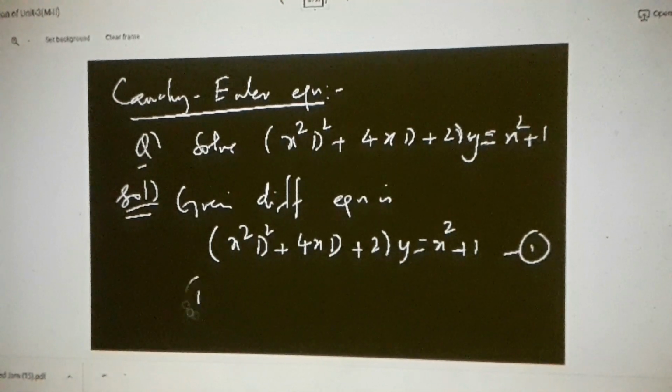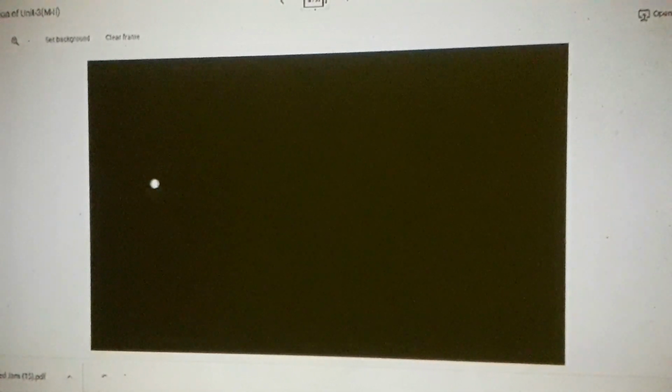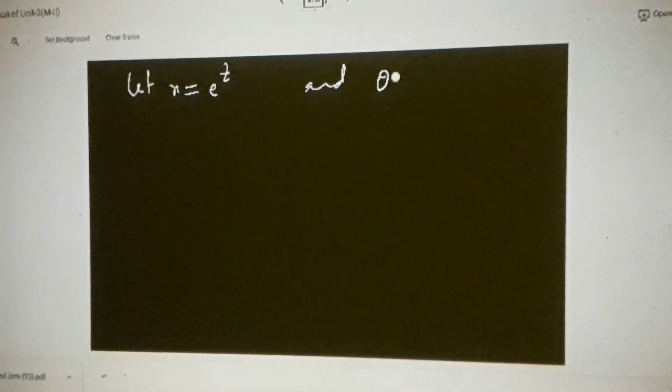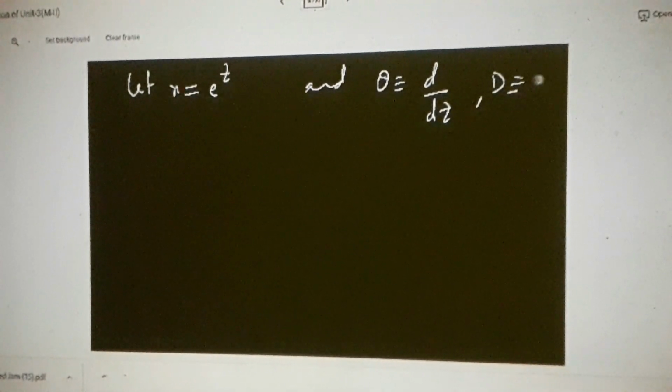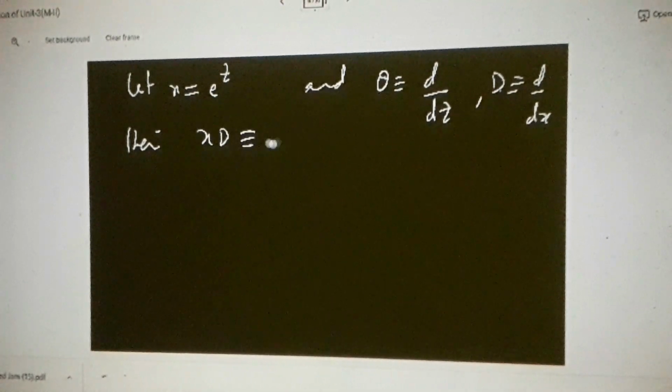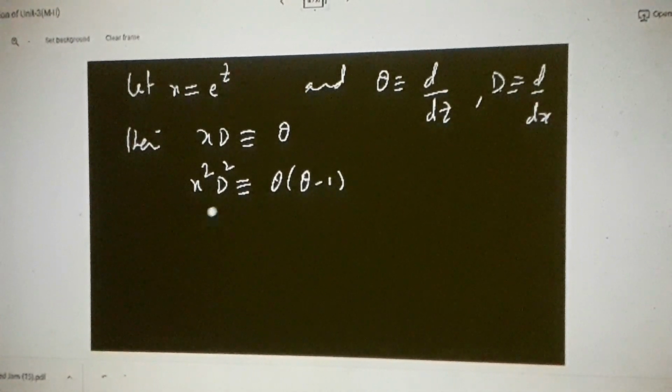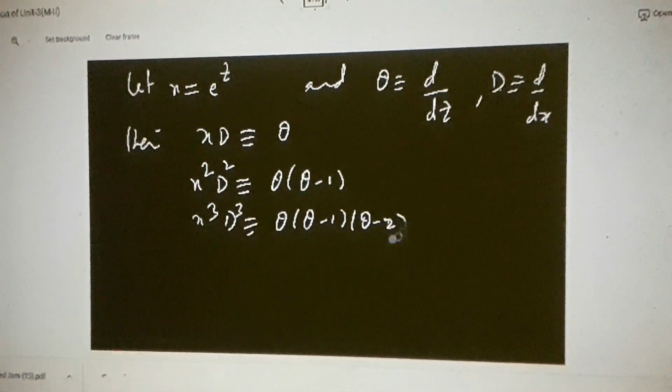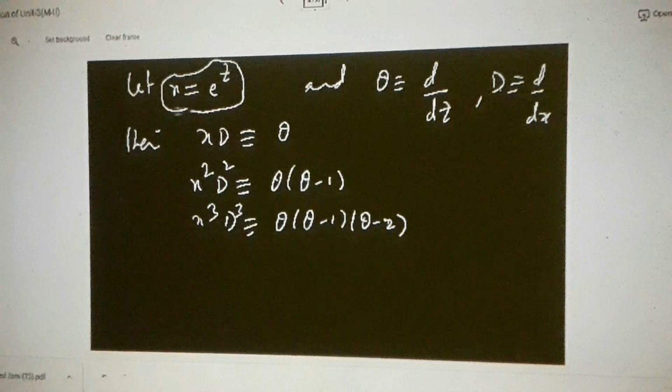That is number 1. Call that number 1 the Cauchy-Euler equation. Once you identify that it's a Cauchy-Euler equation, immediately take the substitution. Let x is equal to e to the power of z, and assume a new symbol theta, that is d by dz. However, we know that D stands for d by dx. Then the relation between this theta, this D and this x is that xD will be equivalent to theta, x square D square will be equivalent to theta into theta minus 1, and so on. x cube D cube is theta into theta minus 1 into theta minus 2. This is happening under the substitution x is equal to e power z.